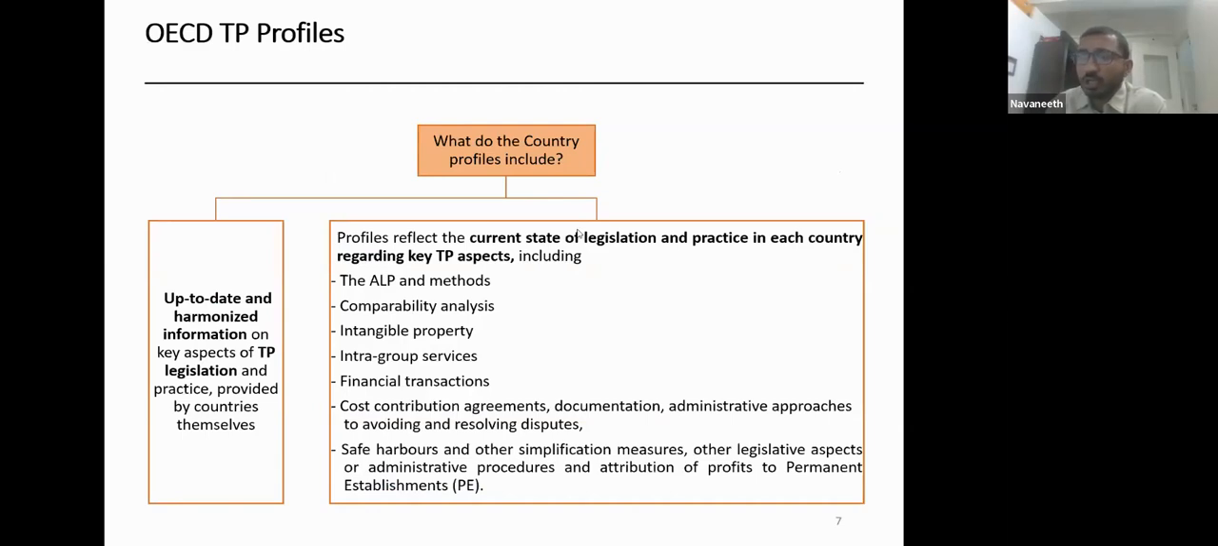They would talk about what are the ALP methods that are acceptable, what is the comparability analysis that can be used, how can intra-group services be priced, how should financial transactions be treated, is there specific clarification in the domestic law on the treatment of these transactions, what are safe harbor rules, what are approaches to resolving and avoiding disputes. These are all questions that are answered by each of the countries as a part of the profile.